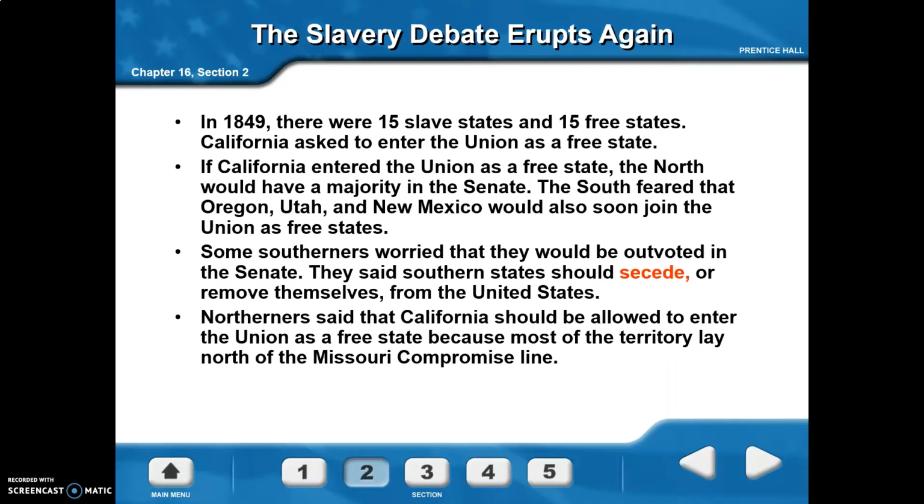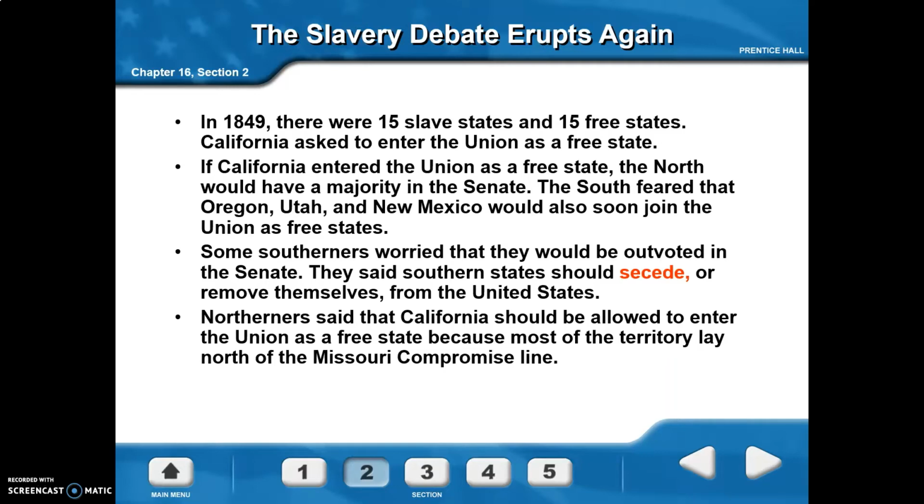So if California entered the Union as a free state at that time, then the North would have a higher majority, or more free states than the South. There'd be an unequal balance. So the North would have a majority in the Senate. And the South had this big fear that if California joined as a free state, then Oregon, Utah, New Mexico were going to be joining as free states too. And that would give the North even more power, and that's not what the South wanted.